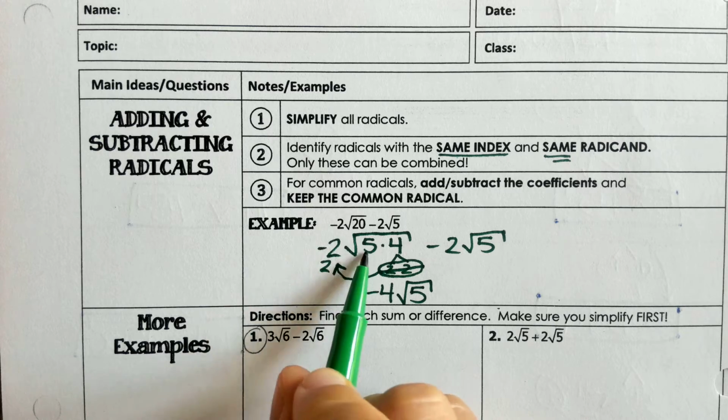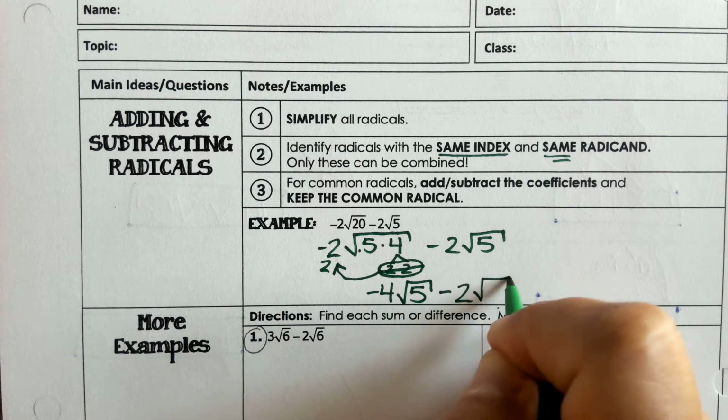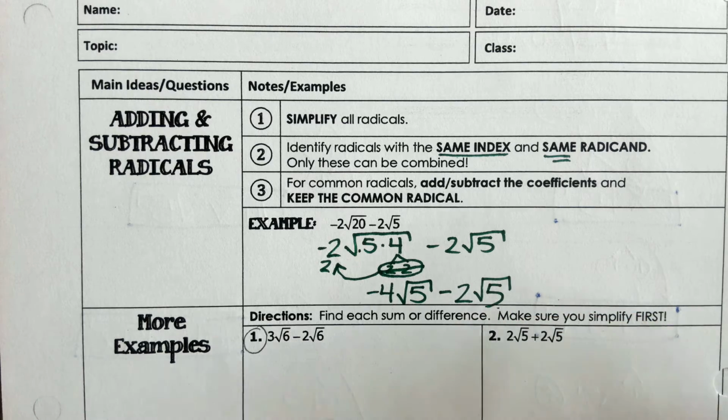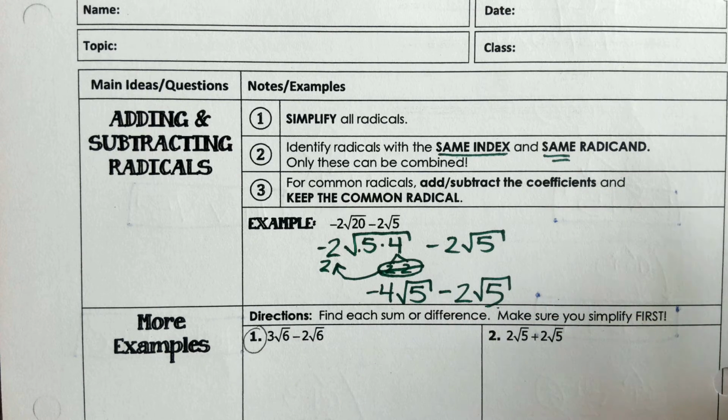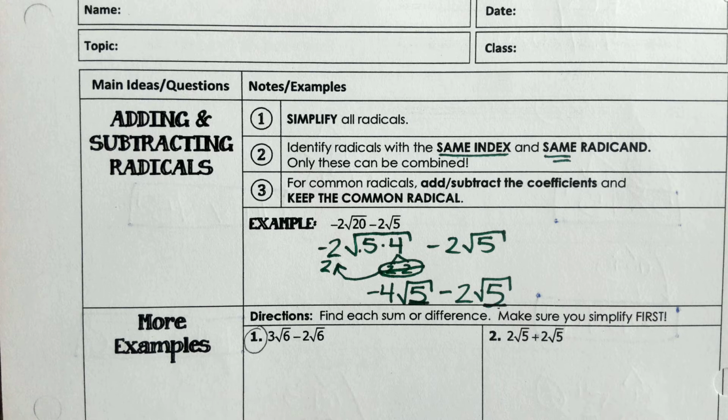Okay, so now that's simplified. That's what that turned into. And now I still have minus 2 radical 5. Okay, so step 1 is done. Step 2 says identify radicals with the same index. So here we have the same index and the same radicand. So the number inside is the radicand. So I'm wondering how many radical 5s I have.